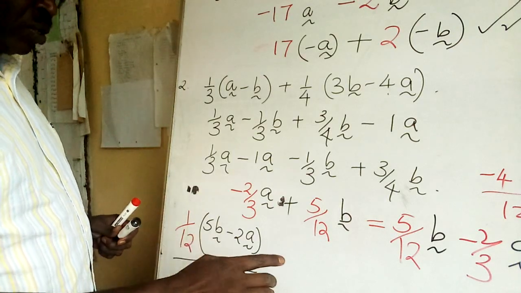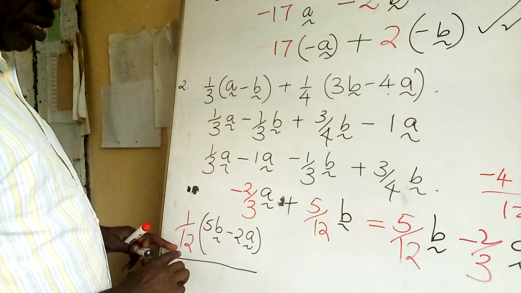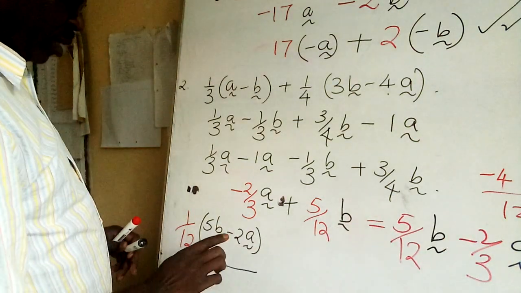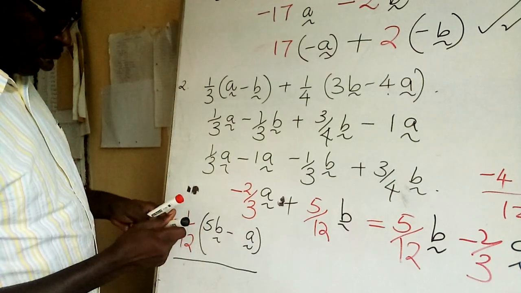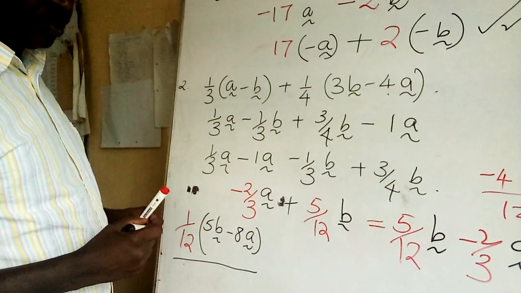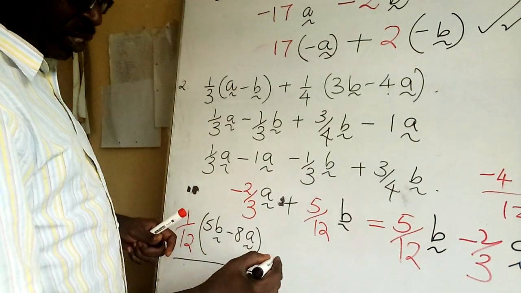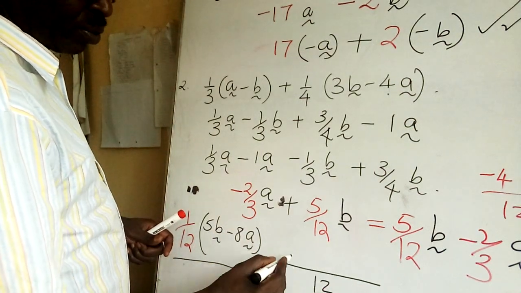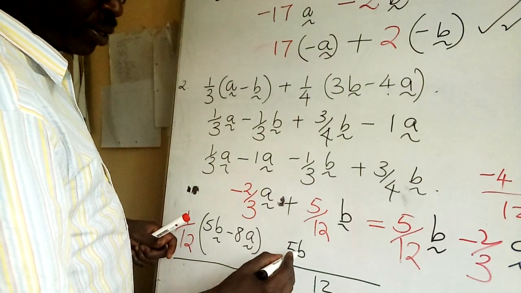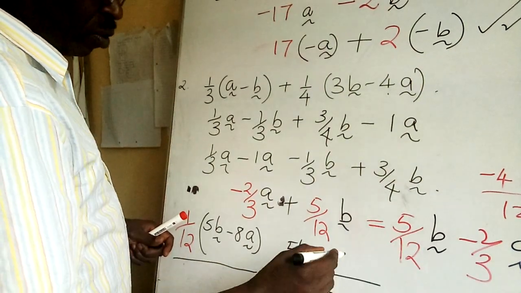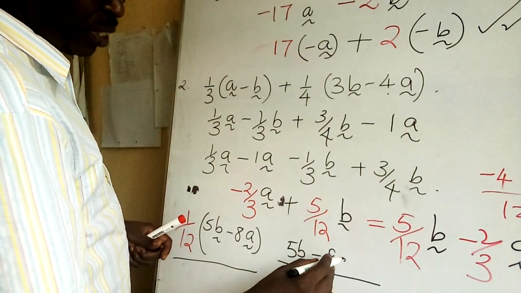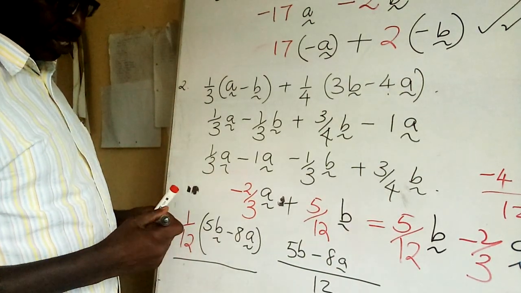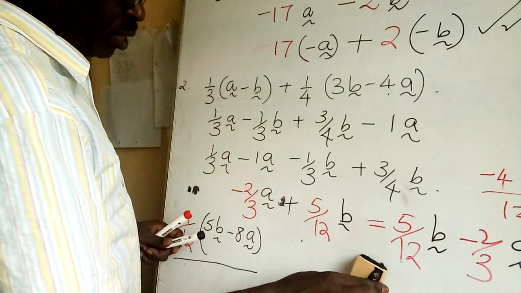Yes, this is common. LCM is 12, and then this one will be 4, 8. In other words, you can still do LCM, 12. Then you have 5b, then 4 minus 8a. So 5 minus 8. That is how it is now.